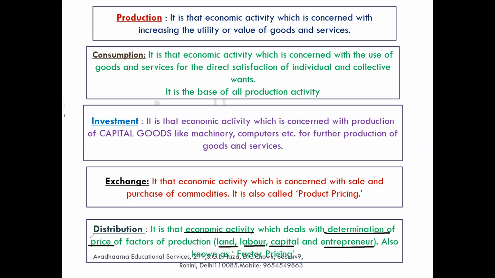And price, I have already told you, price for these 4 factors of production. For land, it is rent. For labor, it is wages. For capital, it is interest. And for entrepreneurship, it's profit. So how is this income going to be distributed? This we are going to study in the distribution part. It's an economic activity which deals with the determination of the price of these 4 factors of production in the form of rent, wages, interest, and profits.